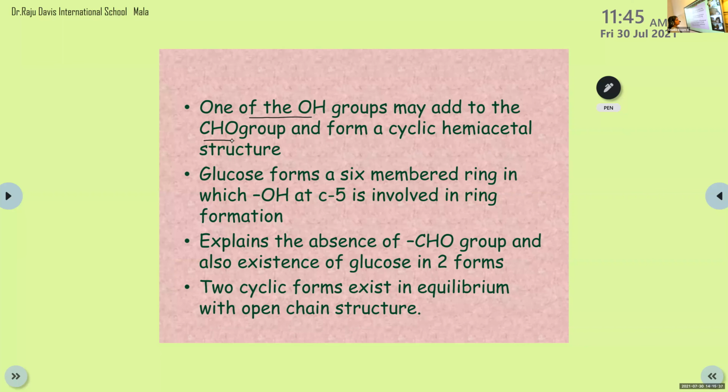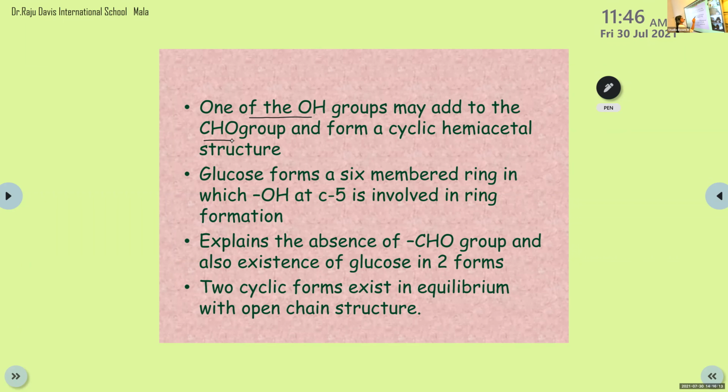I will show the structure. So you have to remember this CHO group is linked to one of the OH groups. That means the CHO group is not in a free state. It is linked to the OH group. That's why it cannot give Schiff's test and the hydrogen sulfite addition product on reaction with sodium hydrogen sulfite. The previous reactions will not give a positive result because the CHO group, the aldehyde group, is not in a free state in the structure of glucose. It is linked to the OH group and forms a cyclic hemiacetal structure.